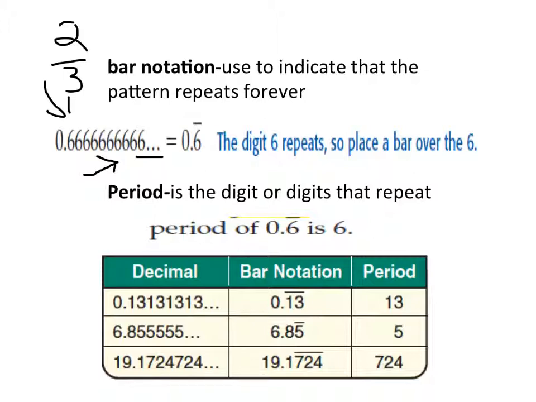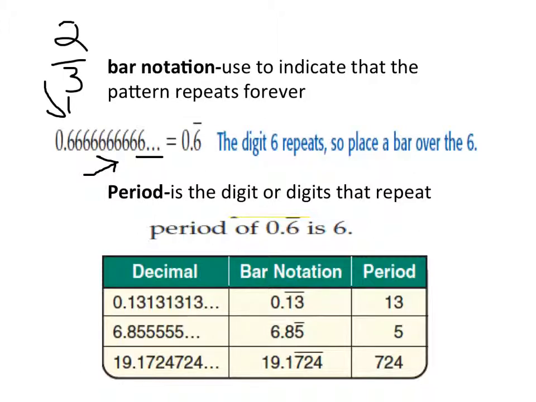So what we do is we find the period, which is our next definition, the digit or digits that repeat. We notice in 2/3 the 6 is repeating, so that's the period. And we just take that period, write it out, and put a bar over it.